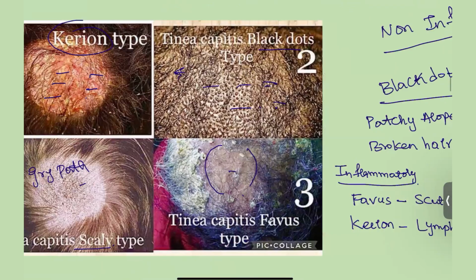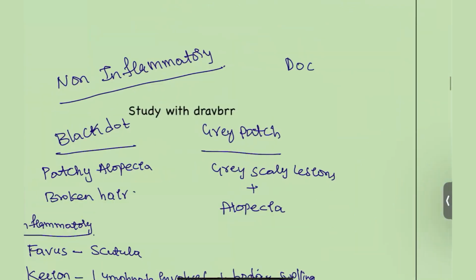And there is a question: what is the drug of choice for this patient? The drug of choice for this patient is griseofulvin. Okay, oral griseofulvin is given for this patient as the drug of choice.